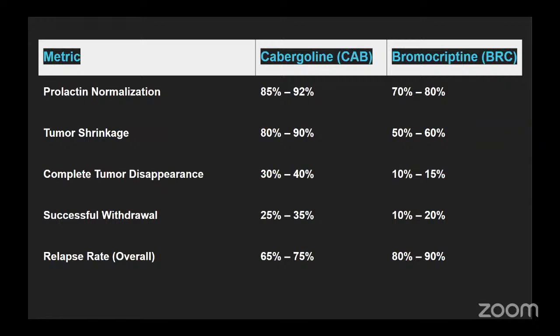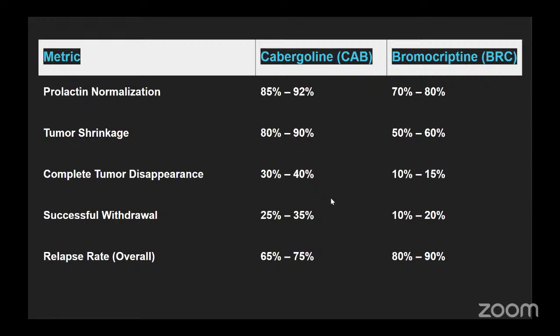in terms of the efficacy of both the drugs. In terms of prolactin normalization, tumor shrinkage, complete tumor disappearance, you will see that cabergoline is much, much more superior. PRL levels were normalized up to 85 to 95% with patients on cabergoline, whereas with bromocriptine it goes 70 to 80%. But tumor shrinkage rate is vastly different. It's 50 to 60% in bromo and 80 to 90% in cab. 30 to 40% of patients are going to respond with complete tumor shrinkage or complete tumor disappearance with CAB.